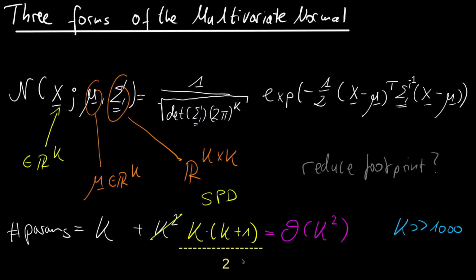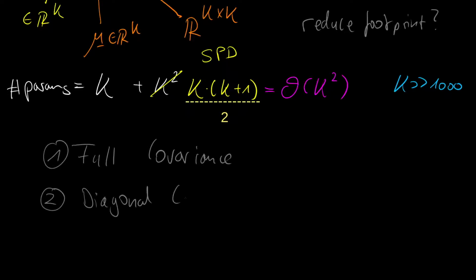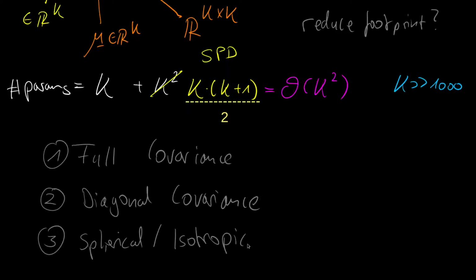The 3 ways of defining a multivariate normal that we want to look at in this video are first by full covariance, which is just the classical way you might have seen before. It will be a repetition. Then the second is a diagonal covariance. So we don't have any off-diagonal terms anymore, or in other words, we don't have any correlation between the dimensions anymore. And lastly, a spherical, or also called isotropic Gaussian, in which case we have only one variance or standard deviation for all of the dimensions.